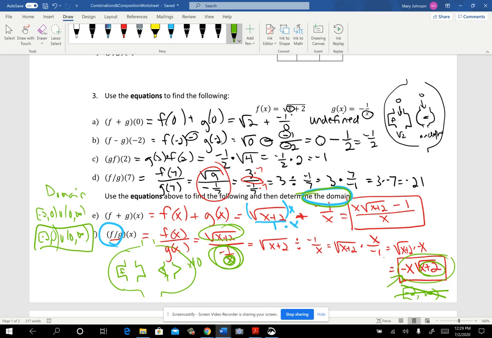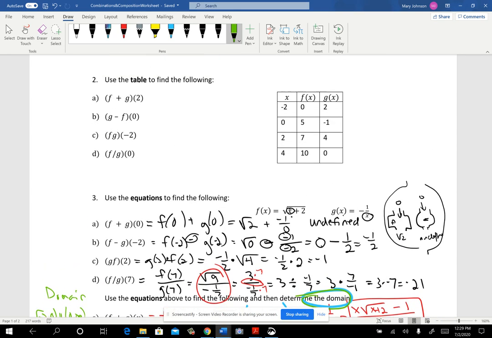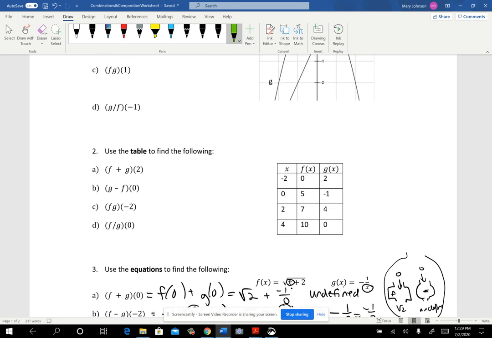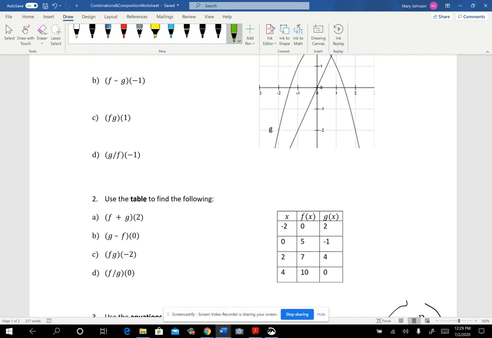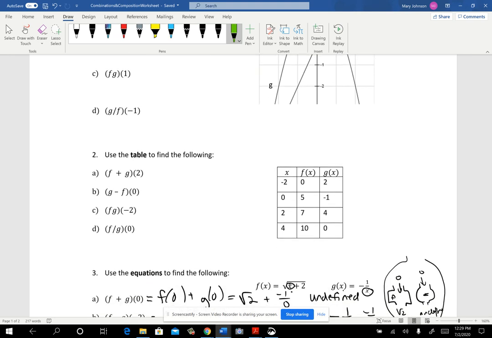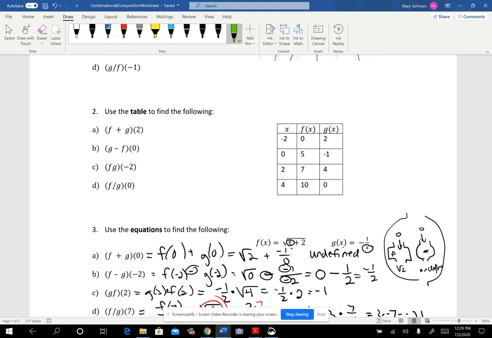All right, what I really want to do in this video is look at a couple of really fun situations. What if the representation we're being given is a table or a graph, and we're being asked to do arithmetic combinations of functions? Okay, that's what we're looking at in this one. All right, so if you have a table and you're being asked to do something like f plus g of 2, you should just be thinking, I need f of 2 and g of 2, and then I'll add them.